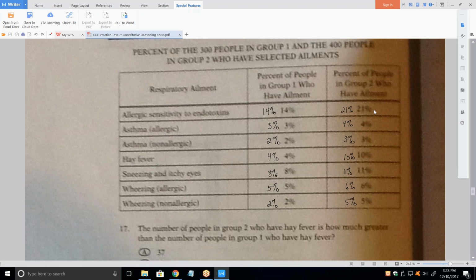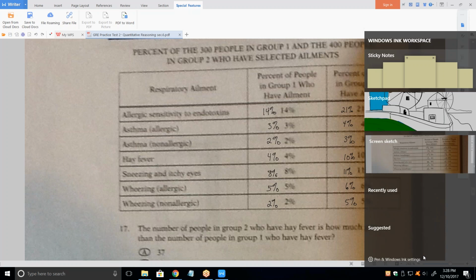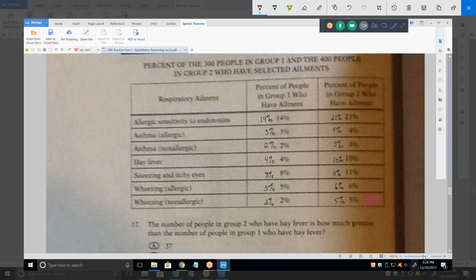Well, 5% on the bottom is going to be 20 because that's half of 10%. Use your calculator here. Okay. 84 for the top. Should be 82.